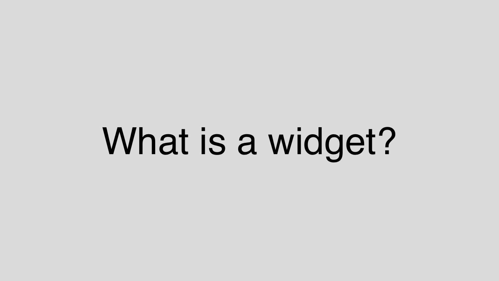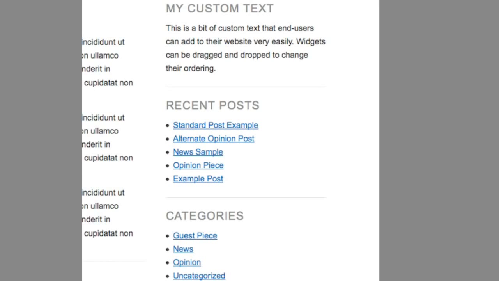A widget is simply a self-contained chunk of content that usually has a very specific purpose that gets displayed on a website. So for example, a lot of websites have a sidebar, and in that sidebar we may see an area named Recent Posts and then a list of links. That is a Recent Posts widget. Or we might see an area labeled Categories and then a list of links. That is a Categories widget.